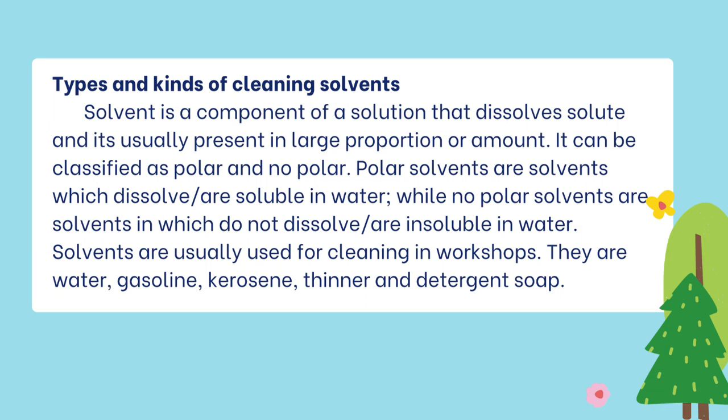Types and kinds of cleaning solvents. A solvent is a component of a solution that dissolves the solute and is usually present in large proportion or amount. It can be classified as polar and nonpolar. Polar solvents are solvents which dissolve, are soluble in water, while nonpolar solvents are solvents which do not dissolve, are insoluble in water. Solvents are usually used for cleaning in workshops. They are water, gasoline, kerosene, thinner, and detergent soap.